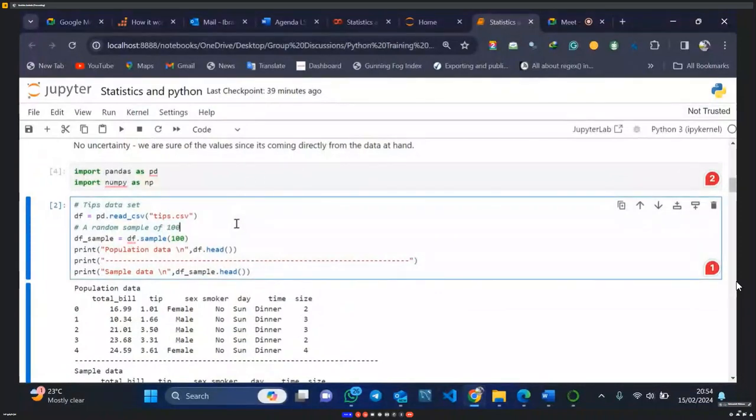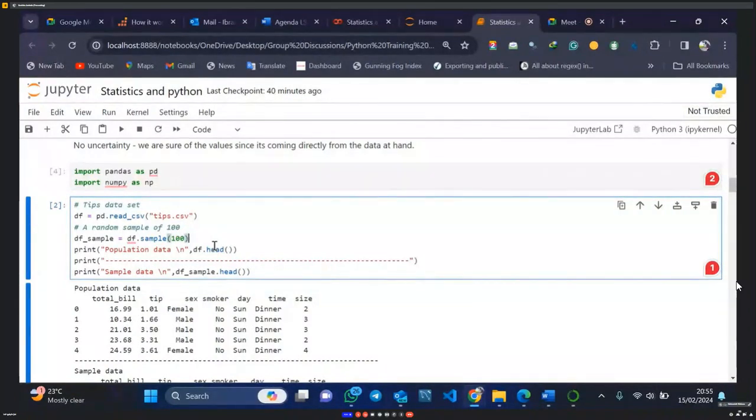Then there's a code here. From this code, I understand that we are importing a .csv file by the name tips, and we are storing that in a variable known as df, or data frame if you so wish. That is from this function here. Then we are going to select a sample of 100 from that data set known as tips.